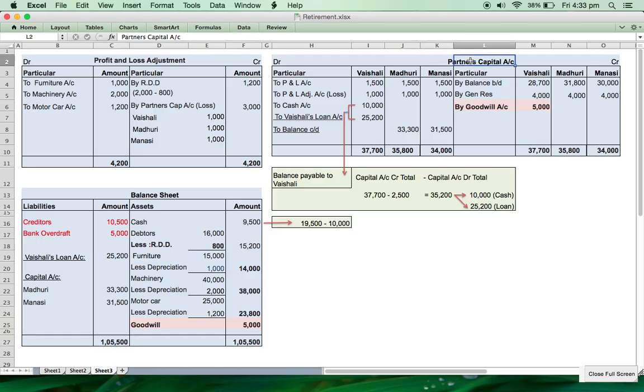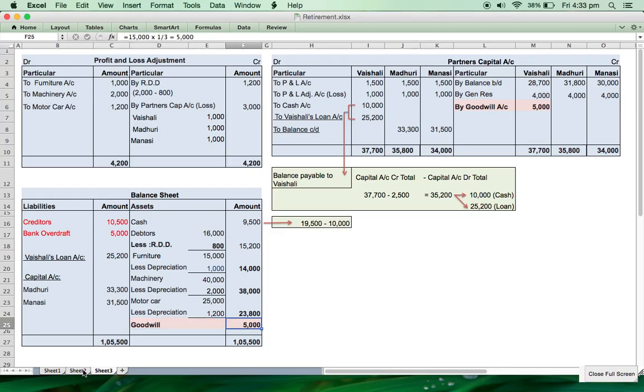First effect, partner's capital account credit side, we are going to write it as by goodwill account. In Vaishali's column only, we are going to write the amount rupees 5,000. And second effect, as this goodwill is raised but not written off, it will be reflected in the new balance sheet. So in the new balance sheet asset side, we are going to show goodwill rupees 5,000.